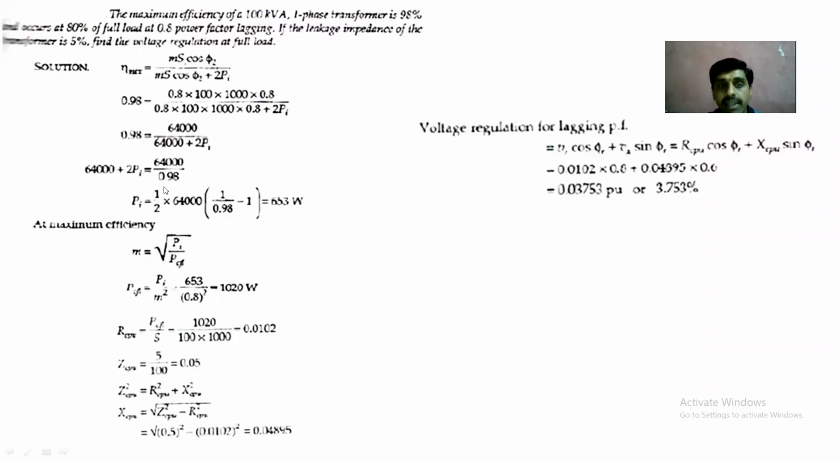Once you get the iron loss, so this is the iron loss. At maximum efficiency, we know M is equal to the square root of iron loss by copper loss. So therefore, we can calculate the copper loss. After getting this copper loss, it is 1020 watts. And what have they asked? Find the voltage regulation. What is the voltage regulation formula?